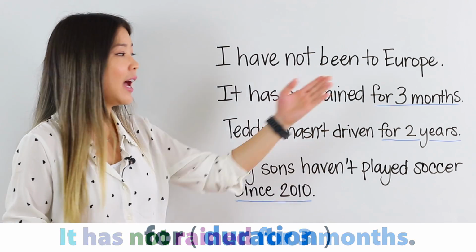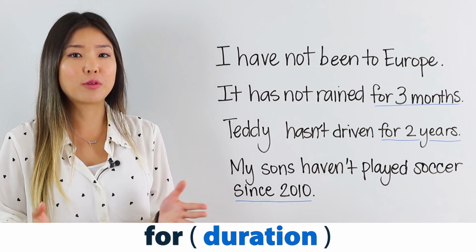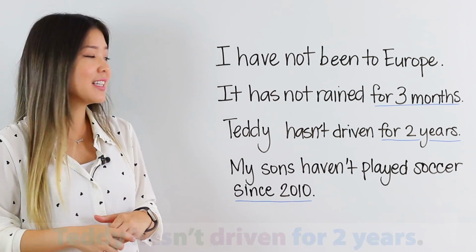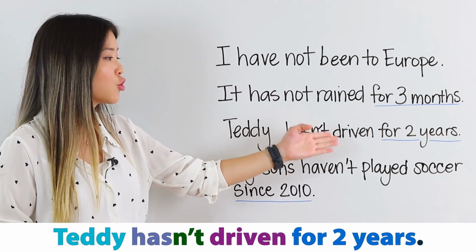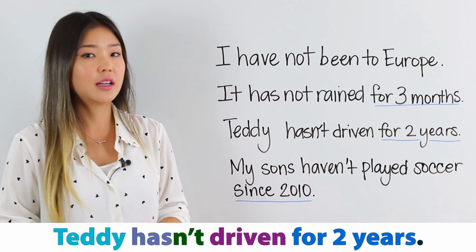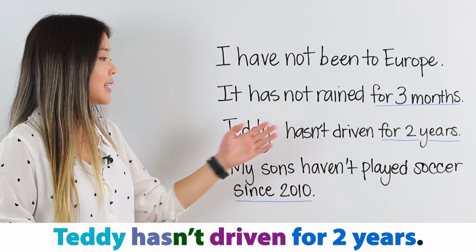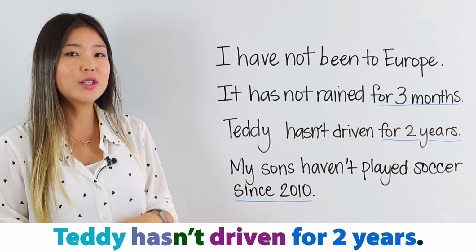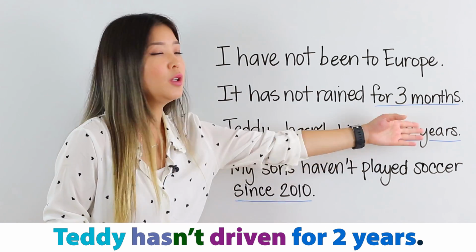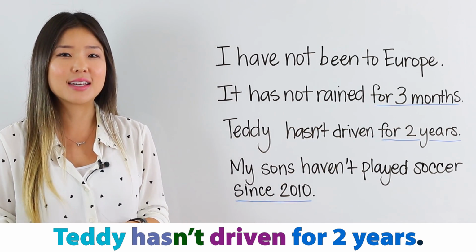Here, we have a time expression to show the duration. The next example says, "Teddy hasn't driven for 2 years." We use the contraction here for has and not, hasn't. And then we use the time expression for 2 years at the end of the sentence.